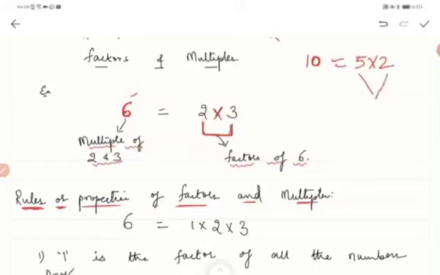This 5 and 2 are factors. Okay, factors of 10. All right, what are the factors of 10? We got 5 and 2.